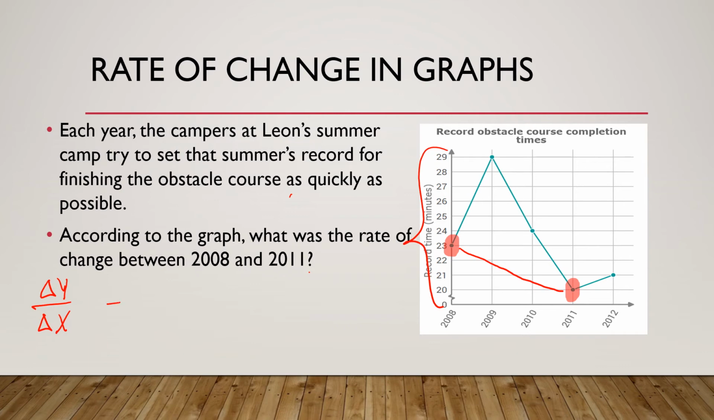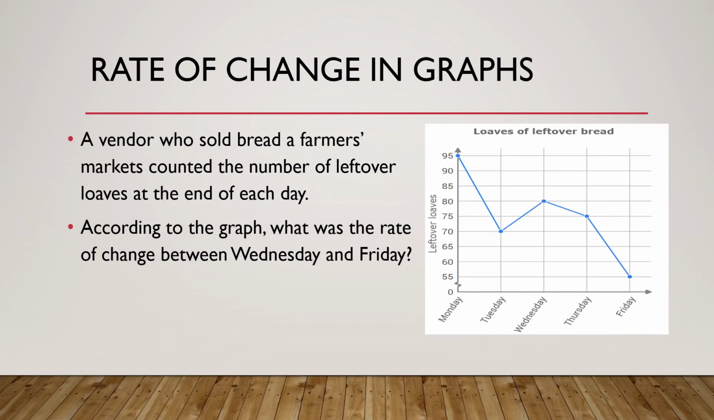And we went from 23 down to 20. So that is a difference of 3. And our X values, which is down here represented by years, we went from 2008 to 2011. So that is 1, 2, 3 years. And negative 3 divided by positive 3 is negative 1, which is your rate of change. Pause your video and complete this one on your own.